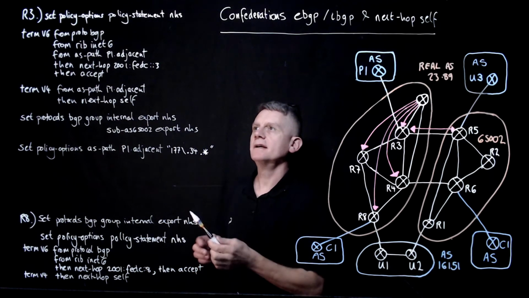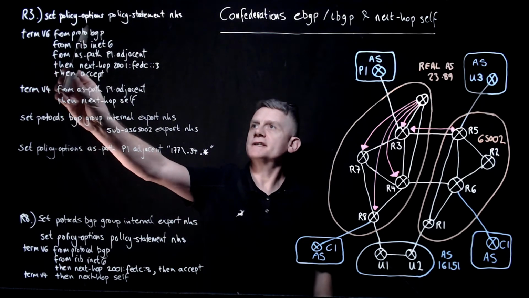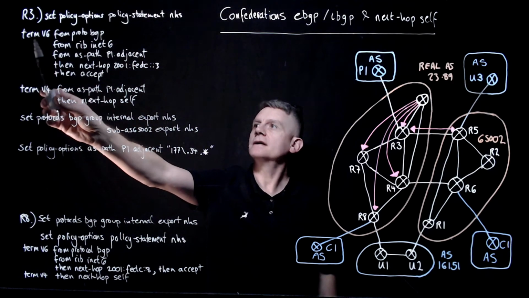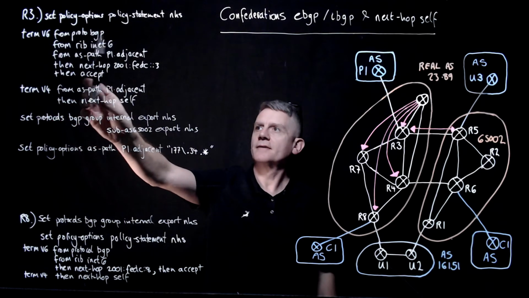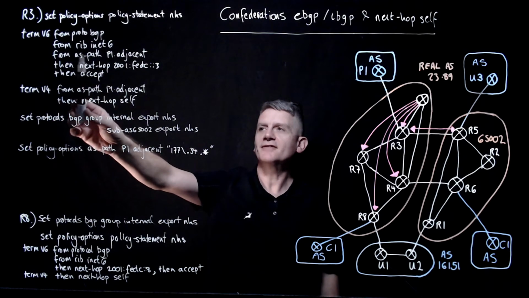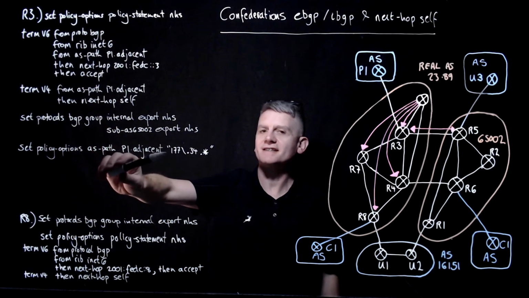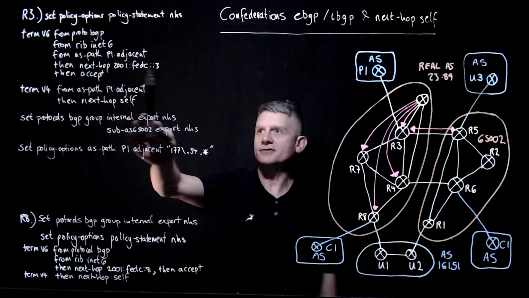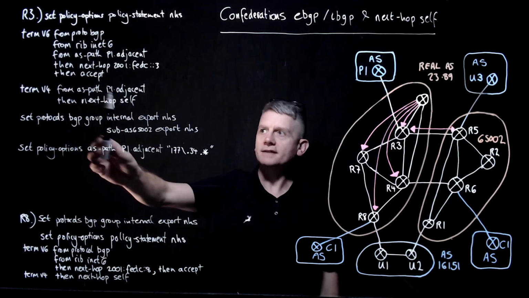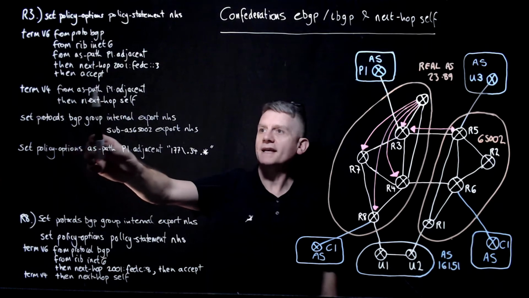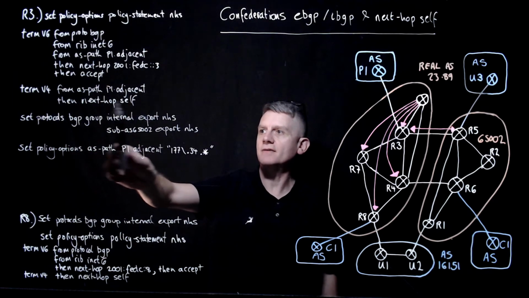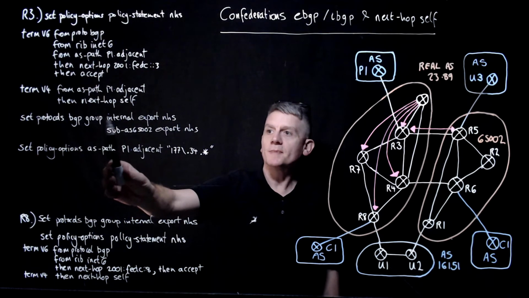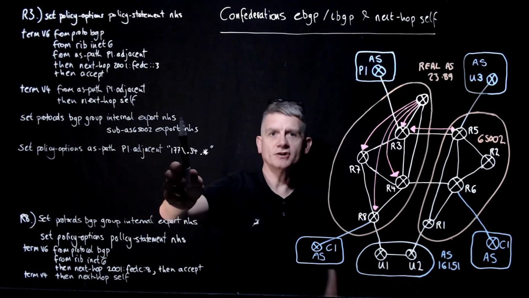Once we have that, then we've got set policy options, policy statement, next hop self, as you would expect, term V6 from BGP, from RibINet 6, from AS path, P1 adjacent, then next hop, and this is our local IPv6 address, and accept, and term 4 from AS path, P1 adjacent, then next hop self. And that gets applied, set protocols, BGP group, internal, export next hop self.